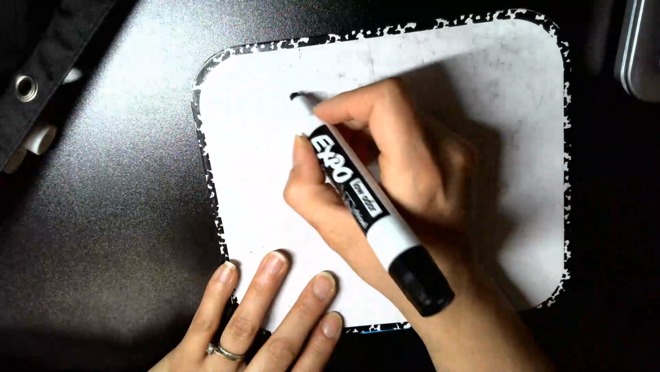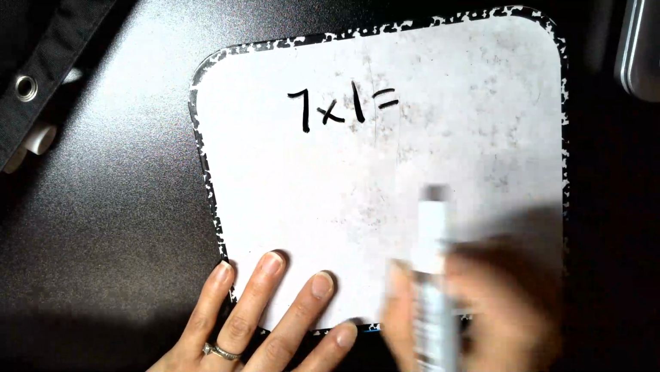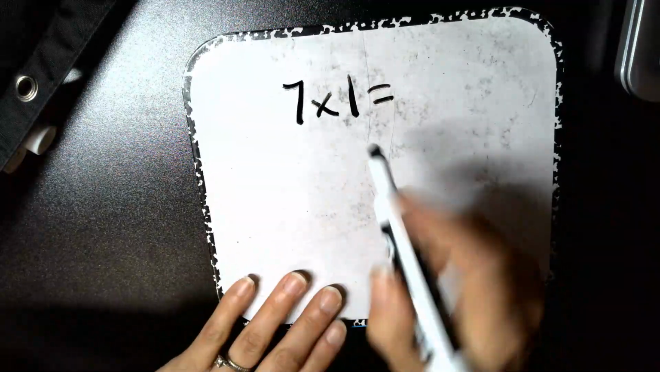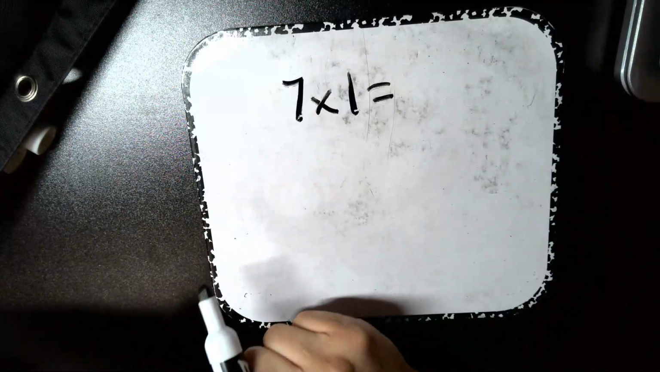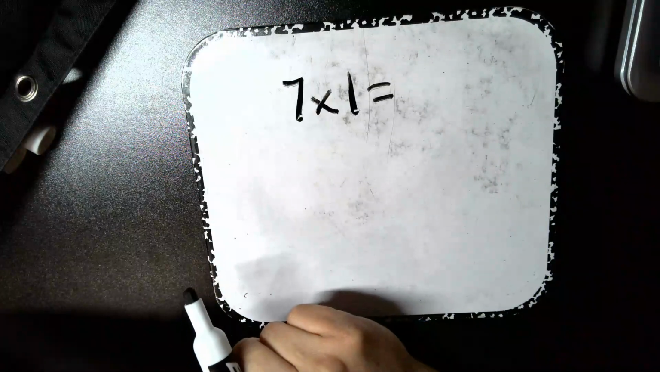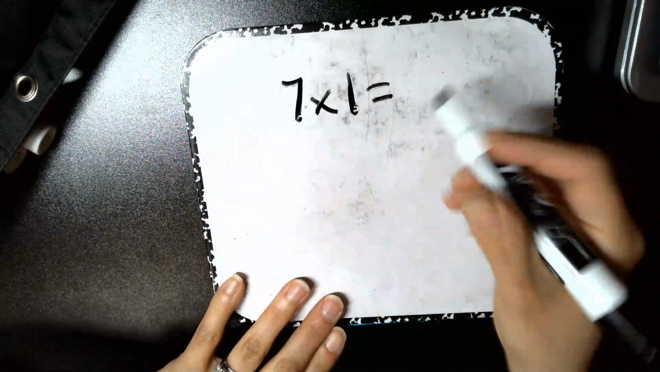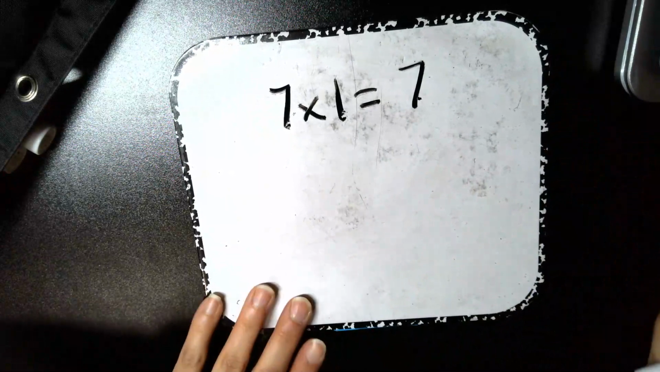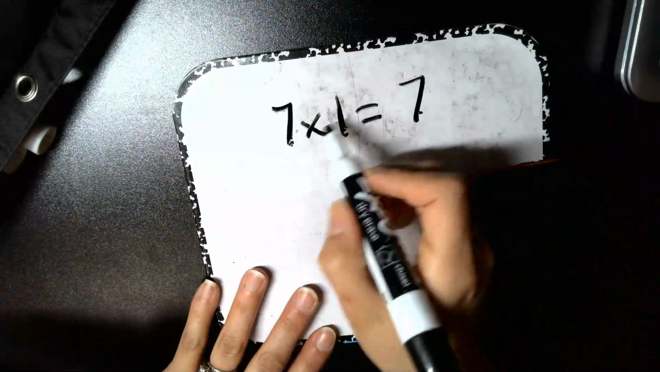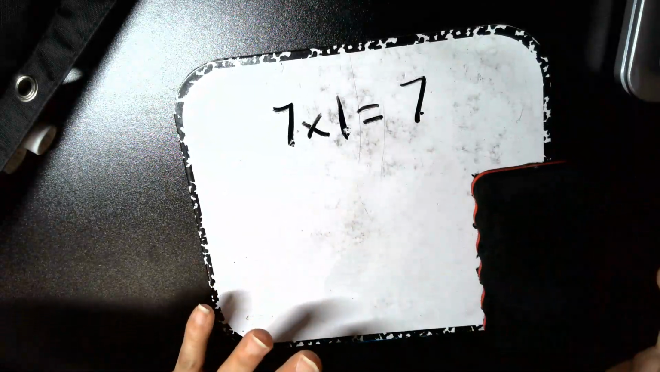Then we have times 1, 7 times 1. Now that 7 times 1 is just one group of 7. If I say I have one group of 8 things, then how many things do I have? 8. So one group of 7 is just going to be 7. And a lot of people use the analogy of looking in a mirror. The 7 is looking in a mirror and it sees itself. So anytime you have a 1, it's just itself. It's the same exact number. Whatever you're multiplying by 1 is the other number.